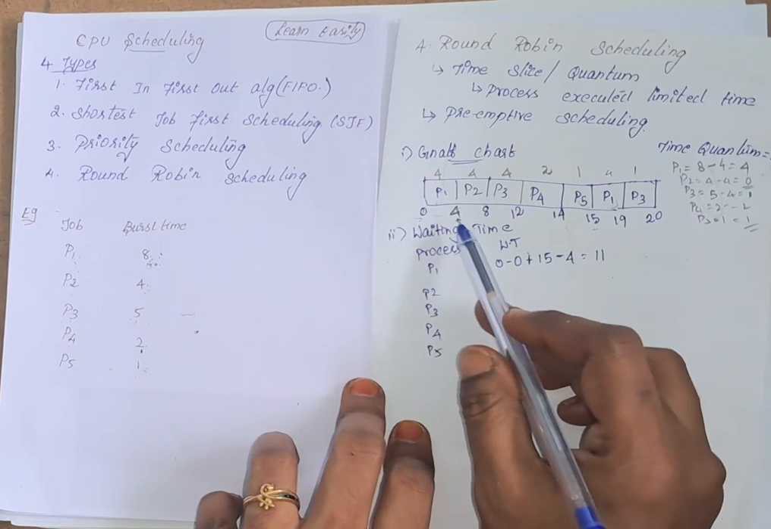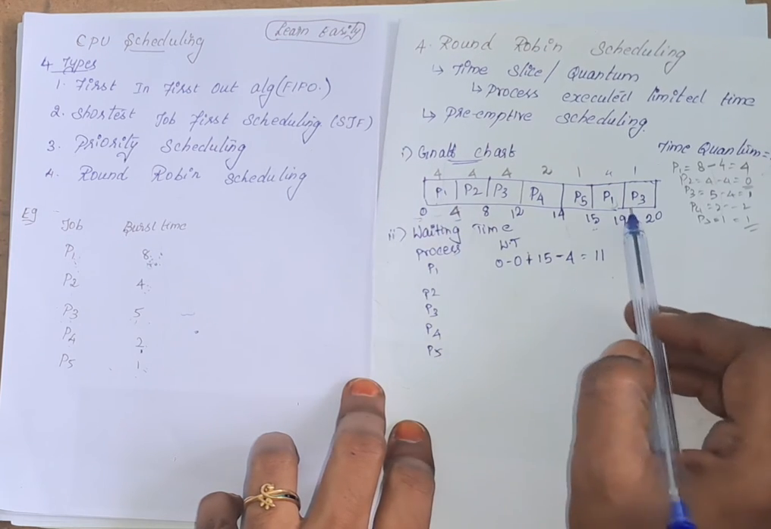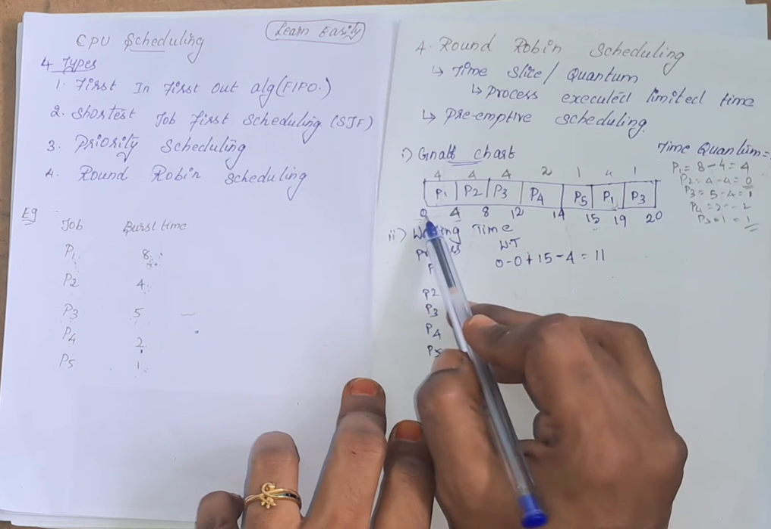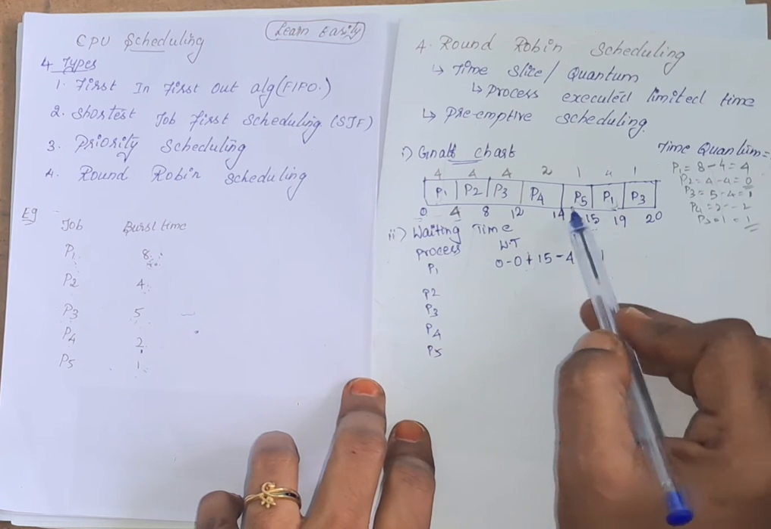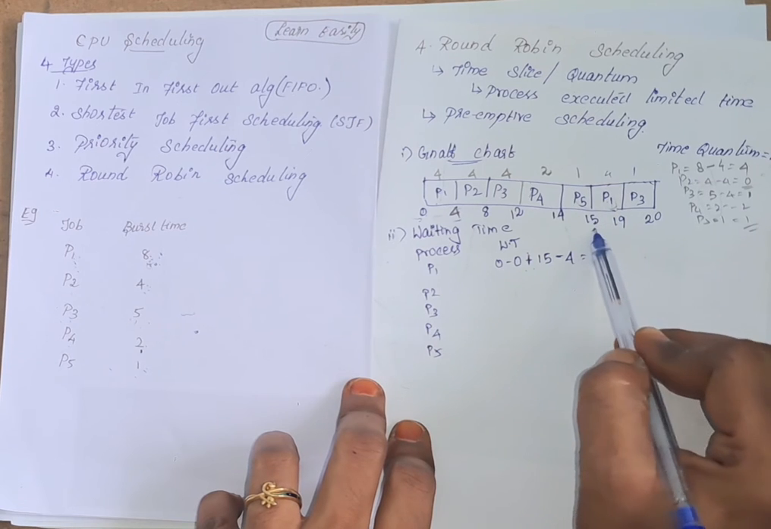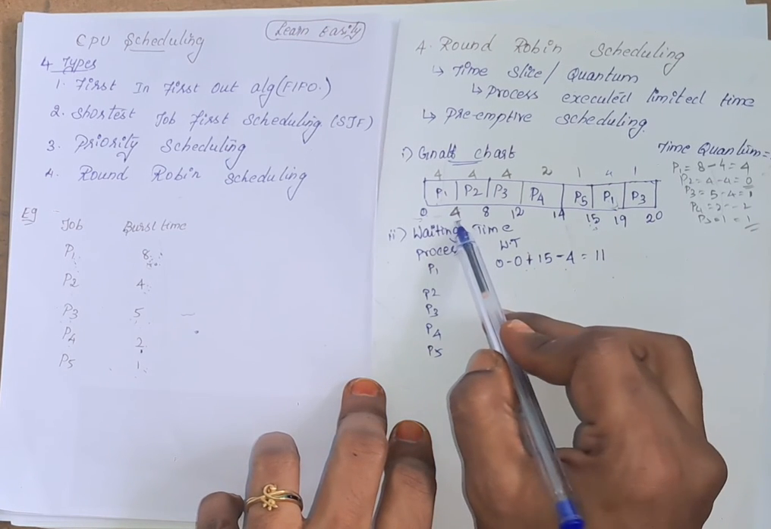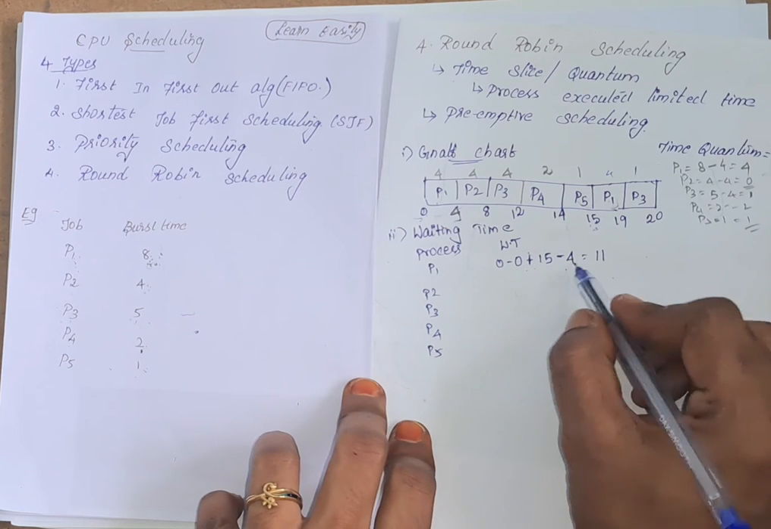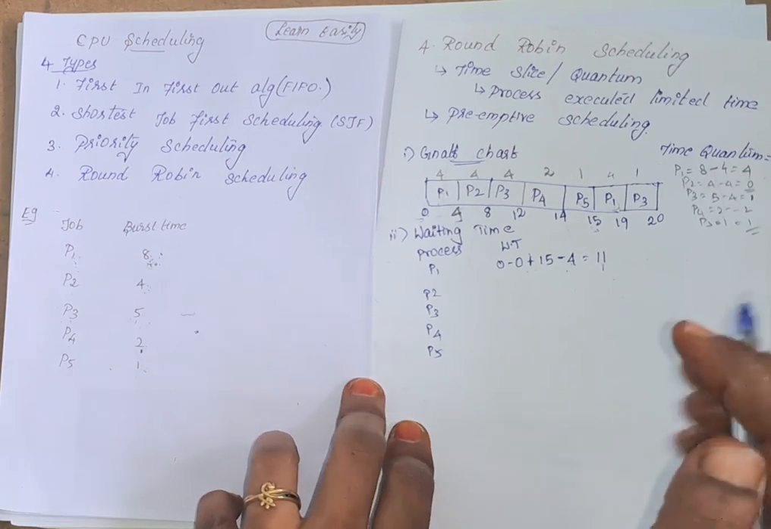Here it totally differs because P1 comes for execution 2 times. So first 0 and there is no waiting time, that is 0 minus 0, plus P1 is waiting until here for the second execution, which is 15, minus where P1 gets completed, that is 4, so the value is 11. P1 waiting time is 11.